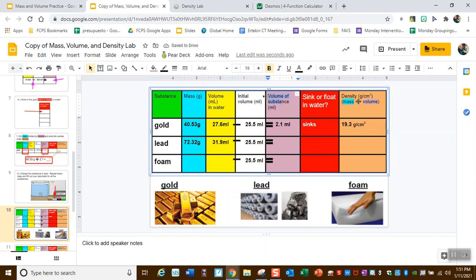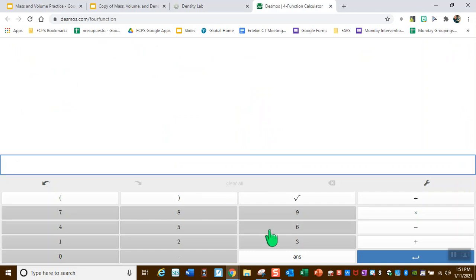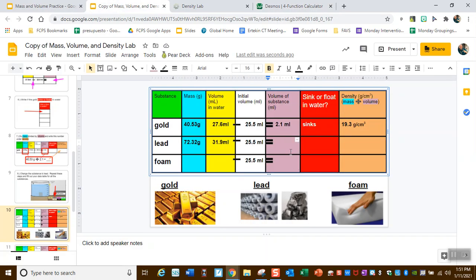To find the volume of lead, you need to do the final volume minus the initial volume. So we're going to do 31.9 minus 25.5. 6.4 is our answer. So the volume of the lead is 6.4 milliliters. El volumen del plomo es 6.4 mililitros y lo sacamos por restar el volumen final con el plomo adentro menos el volumen inicial sin el plomo en el agua.